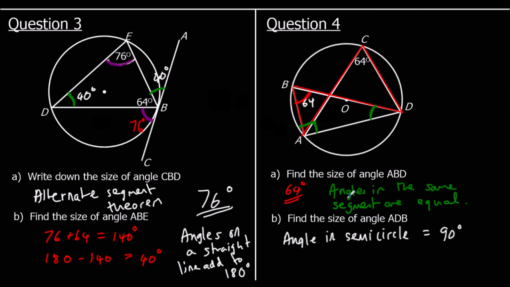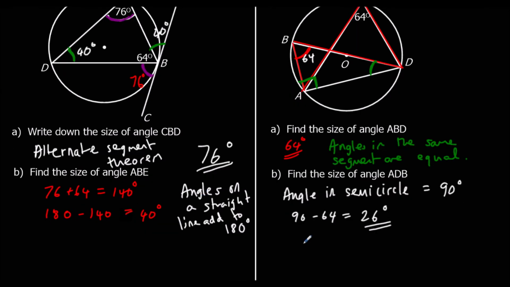So we've got 64 and 90. We're finding the missing angle in the triangle. So what's missing? 90 minus 64. So if we take off 90, we've got 90 left. So 90 minus 64 is 26 degrees. So because angles in a triangle add up to 180, ADB must be 26 degrees.